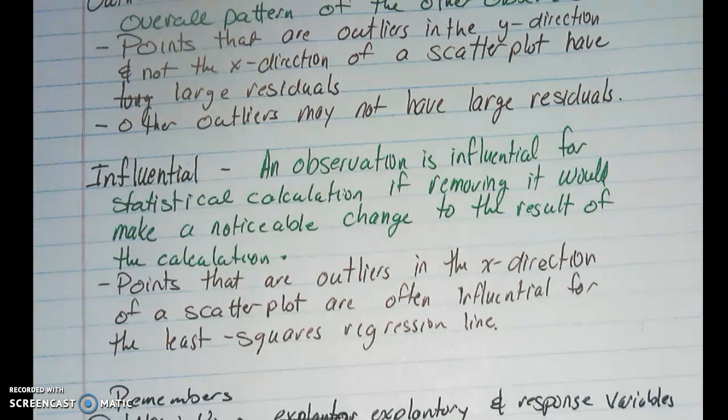So influential: an observation is influential for statistical calculations if removing it would make a noticeable change to the results of the calculation. Points that are outliers in the x direction of a scatter plot are often influential for the least squares regression line. So reading that out loud just kind of gives you that opportunity to think about it. What happens to both the outlier and influential variable is if we look at it and we say, I think that one is an outlier or it's influencing the least squares regression line.